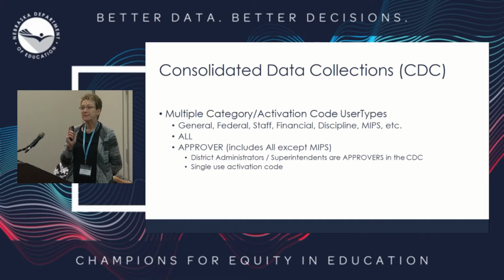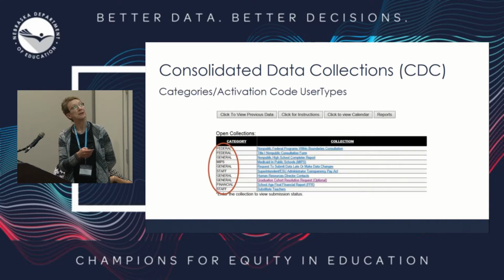MIPS is unique because of the sensitive data that's in there, so even the all or the approver activation code does have to add the MIPS collection activation code to actually enter into that collection. Okay, so here are the different categories: federal, general, MIPS. If someone only has a federal, they'll only be able to do the collections that have the federal. If they have the all, they can do them all.